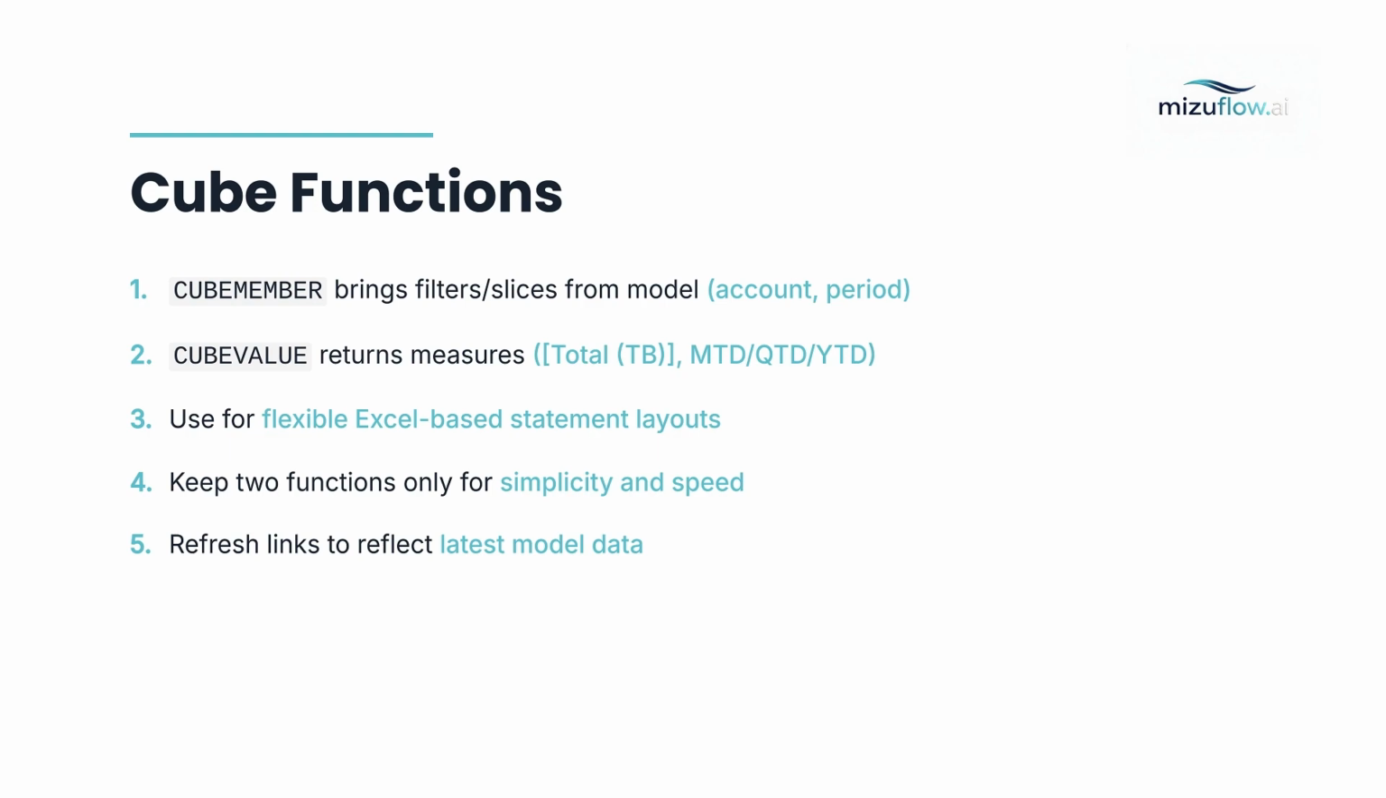CubeMember returns an item or a member from the data model, things like captions, sections, or filters, like month and date. Think of it as pulling the label of something. On the other hand, CubeValue returns the actual value from the cube, the number we calculate in DAX. That's what we'll use to display our metrics such as totals, MTD, QTD, and YTD values. For our financial statement, we'll use a CubeMember to define each row, revenue, COGS, etc., and the CubeValue to return the actual amount for those rows.